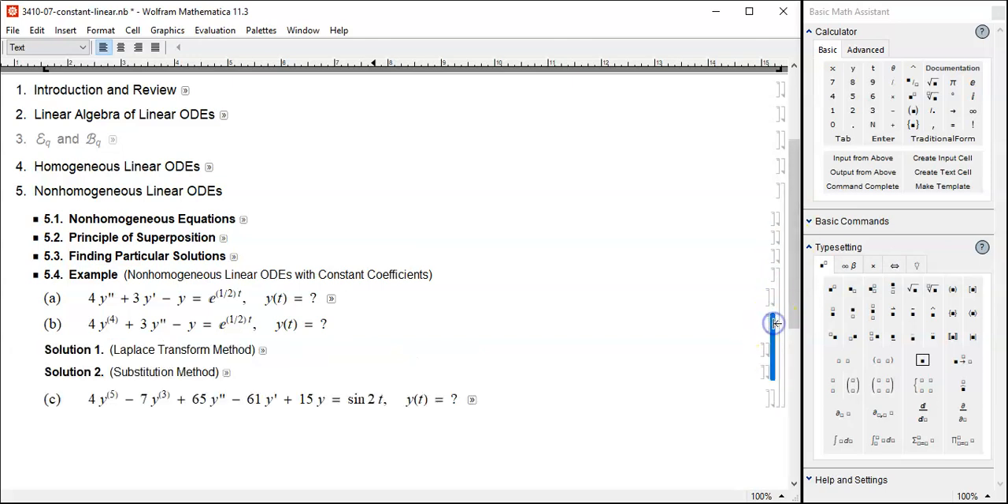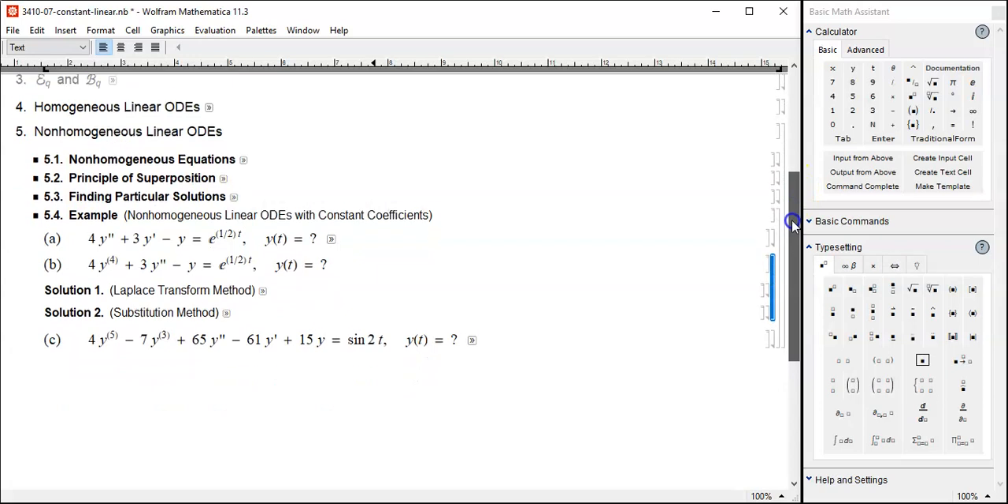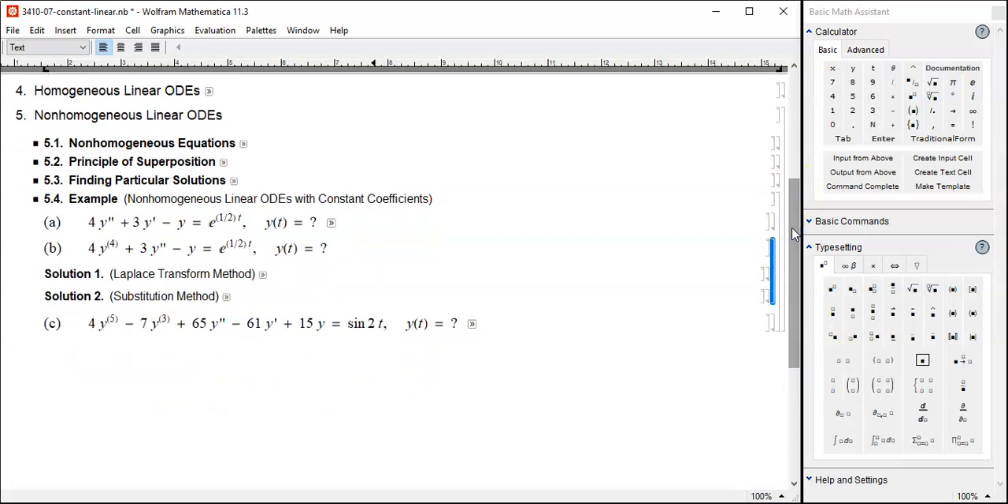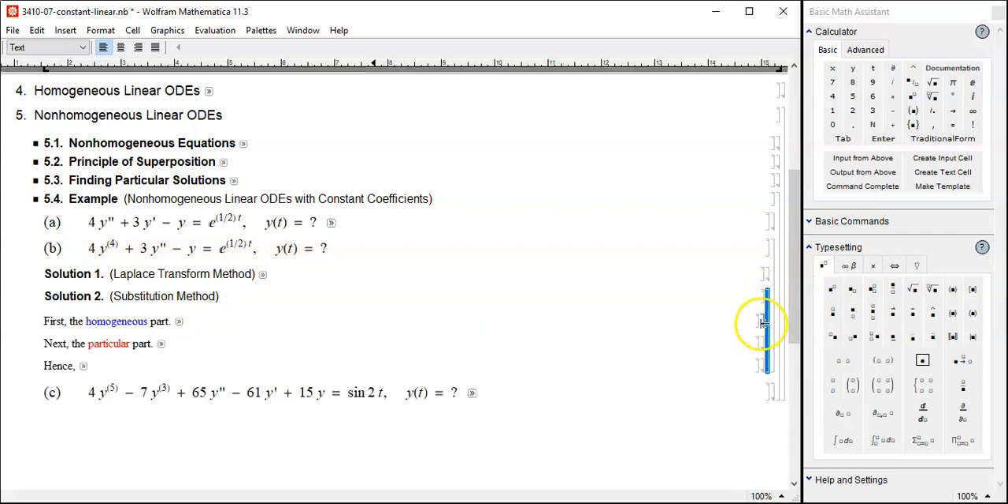Okay, all right, let's go to the next problem. And this is going to be a heck of a lot more complicated because we have a fourth order linear ODE, and thus the characteristic polynomial will be quartic. Oh, that's a challenge. Okay, this time let's begin with the substitution method first.